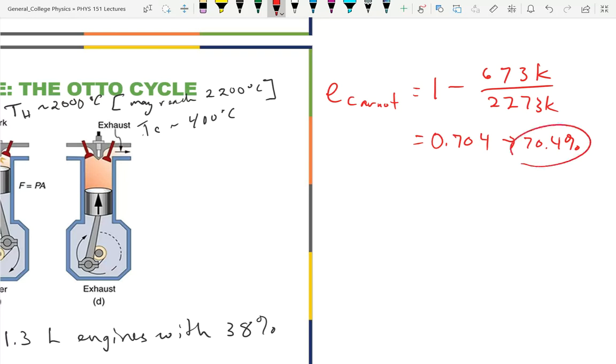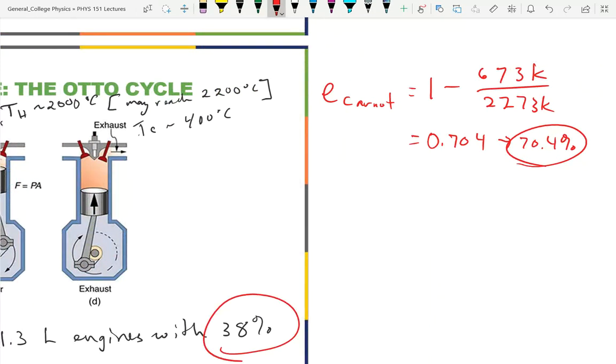So now we take this number and we compare it to Toyota's claim. They're a little bit over halfway to ideal. Is there room for improvement? Absolutely. Is that improvement going to make a difference in my pocketbook? Absolutely.